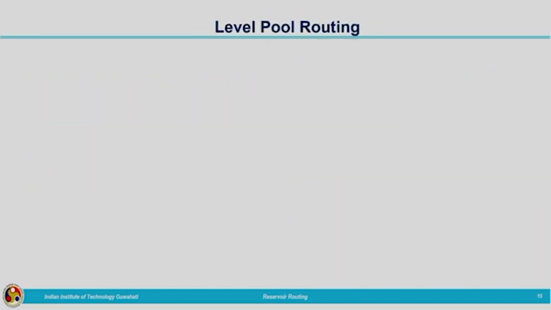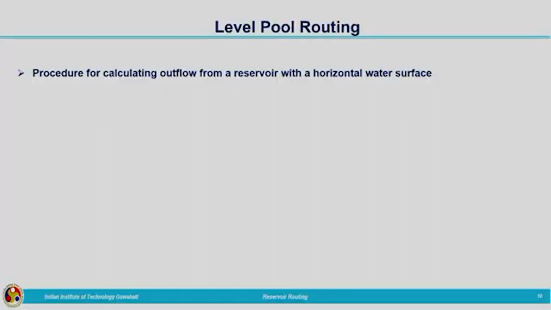Now we can move on to reservoir routing. This technique considers the water level to be horizontal. This is also termed level pool routing. Another name which is used is the modified pulse method. So, level pool routing or reservoir routing is the procedure for calculating outflow from a reservoir with a horizontal water surface. We are assuming a horizontal water surface in reservoir routing with this method, so that we can assume the storage discharge function as a single invariable storage function.